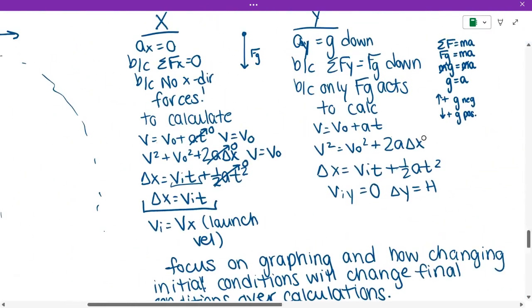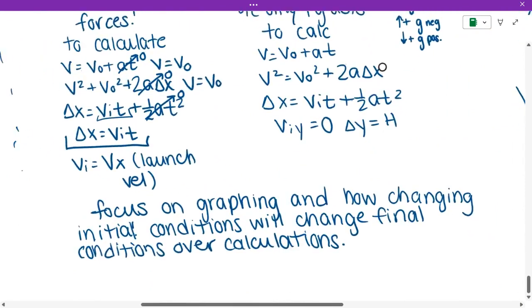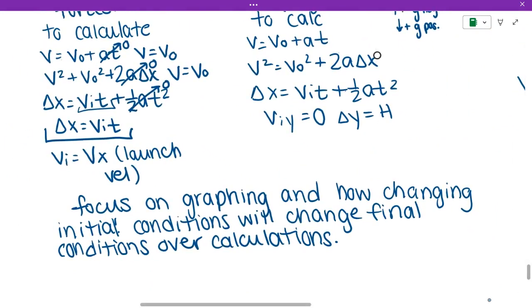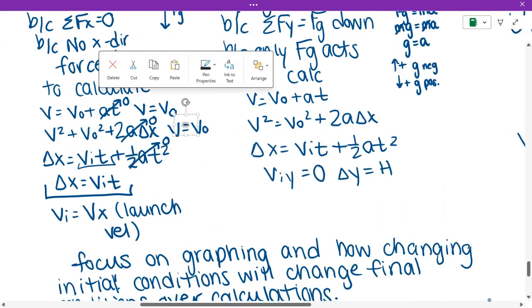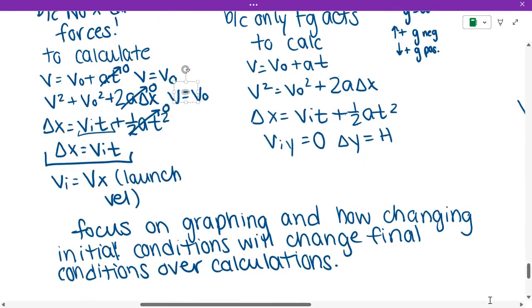Now, even though I listed all of these equations, what we want to focus on is graphing and how changing those initial conditions, like how would changing this x direction velocity, how would changing this height change final conditions, like how would changing the height change the time? How would changing the x change the time? Spoiler alert, it won't.